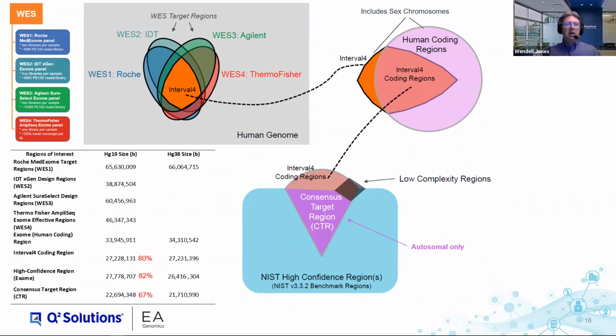In terms of the size of this consensus target region, it's still pretty substantial. It's about 2/3 of the entire exome. If you look at the interval 4 coding region, which is about 80% of the exome, and then the high confidence regions, which is also about 80% of the exome, it turns out it's pretty much like an independent overlap of those two. If you do the multiplication of 80% times 82%, it comes out very, very close to 67%. The other condition we made is, just for simplicity, we decided to look at autosomal regions only.